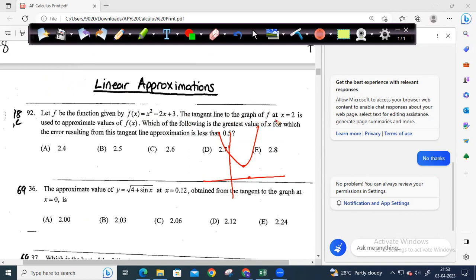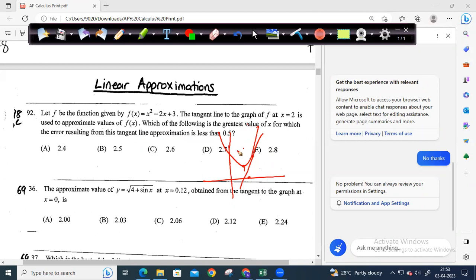Now the tangent line to the graph of f at x = 2 is used to approximate the value of the function. So I'm using the tangent line. This is 1, this is 2. At 2, I'm drawing a tangent line to find the value of this function. Which of the following is the greatest value of x for which the error resulting from this tangent line approximation is less than 0.5?